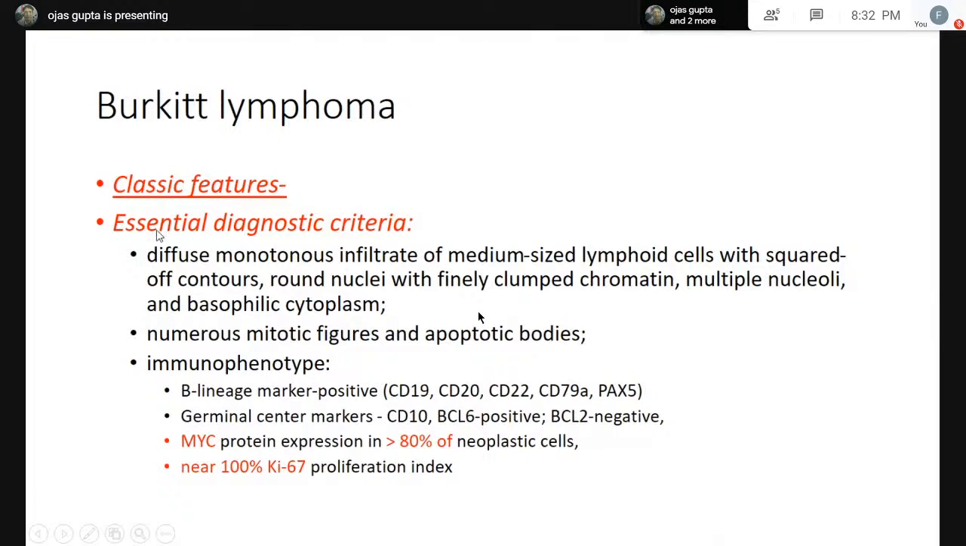So the classical features: there is a diffuse monotonous infiltrate of medium-sized lymphoid cells with squared off contours, round nuclei with finely clumped chromatin, multiple nucleoli, and basophilic cytoplasm. They will have numerous mitotic figures and apoptotic bodies, and on immunophenotyping, they will show B cell lineage marker positivity, that is CD19, 20, 22, CD79, PAX5. They will be positive for germinal center markers, that is CD10, BCL6, and will be negative for BCL2. MYC protein expression is seen in 80% of the neoplastic cells, and they will show near 100% Ki67 positivity as a proliferation index.